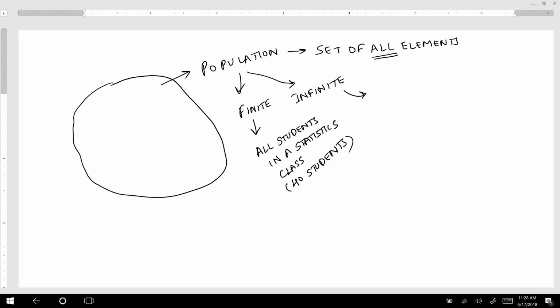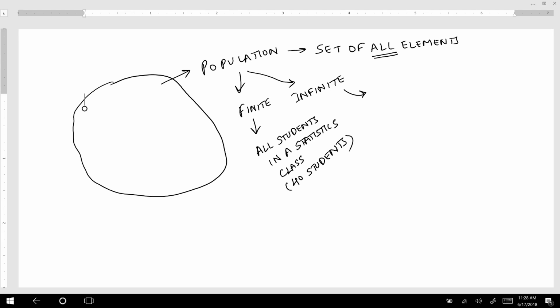An infinite population would be all residents in a city. So this is not fixed, it keeps on changing because as people move in and move out of the city, the population of the city would be changing.